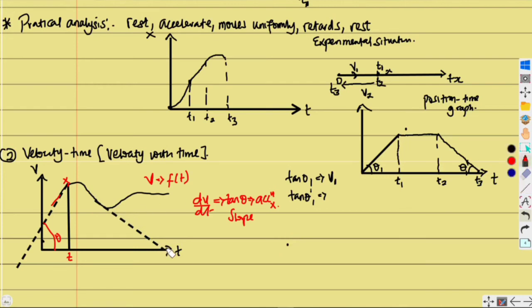As you can see here, another angle is being made, which we call theta dash, which we said is a negative value of what? The acceleration at this point is negative, and at the point of theta 1 here, the acceleration is always going to be positive. So students should be careful when dealing with the acceleration time graph.